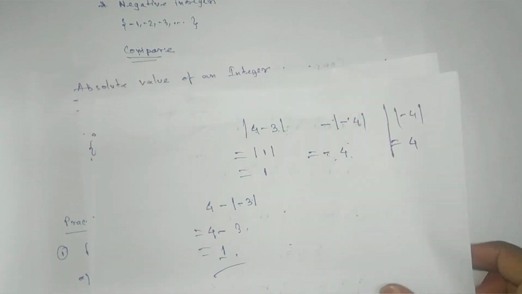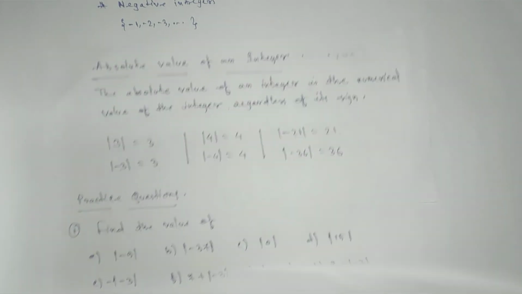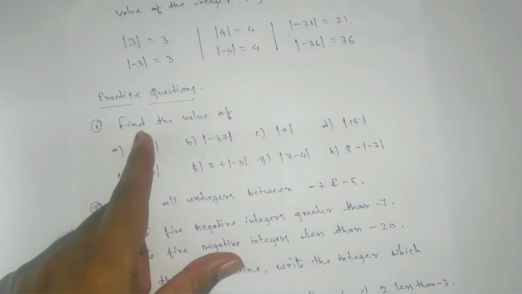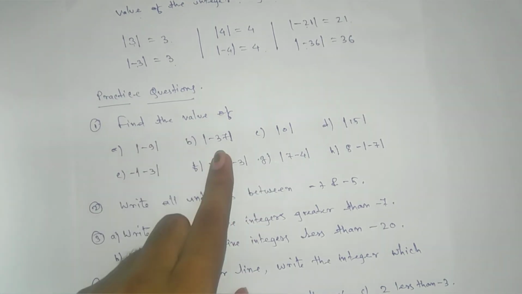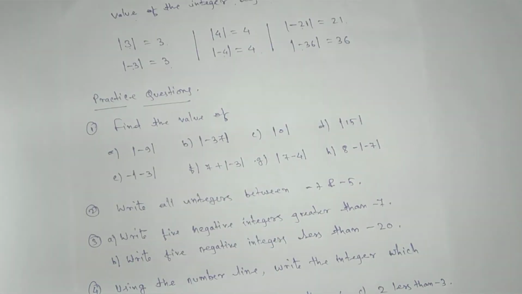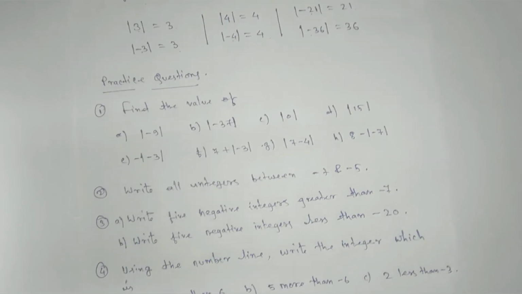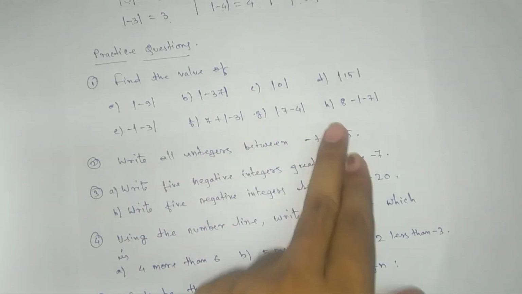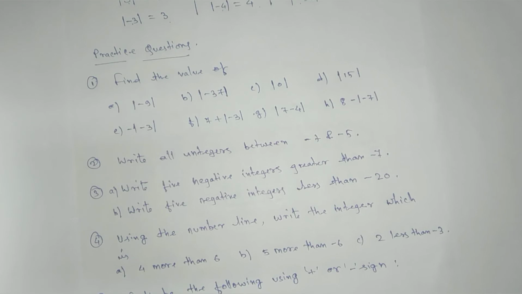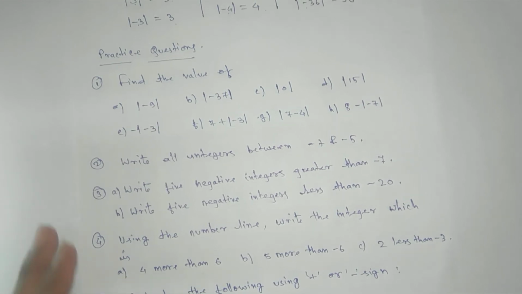So here we have a few problems. You need to solve them for practice. You can see here, find the value of -9, -37, 0. The absolute value of 0 is 0 only. Do not write a minus symbol or plus symbol. No need to write. We'll get 0 only, because 0 is neither positive nor negative. Okay. So here we have a few problems. You need to solve them and submit them when school reopens.